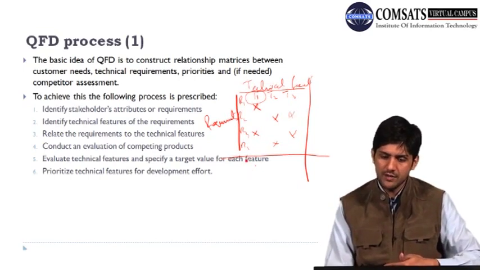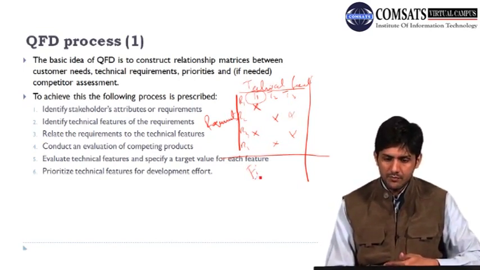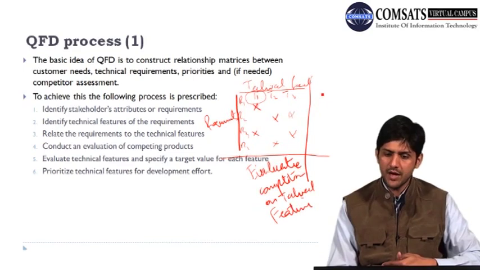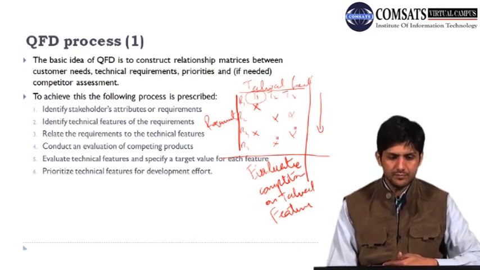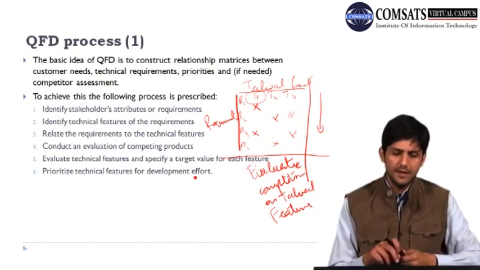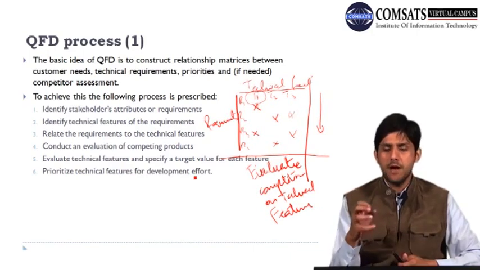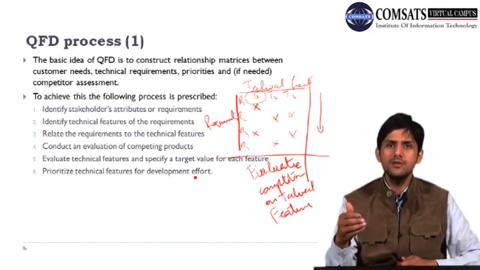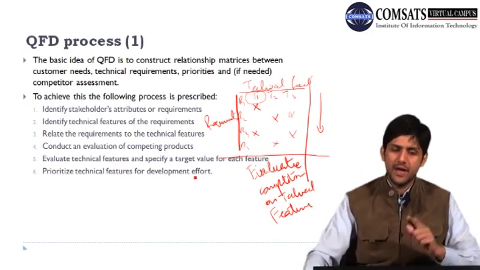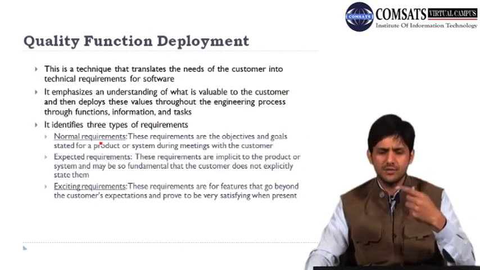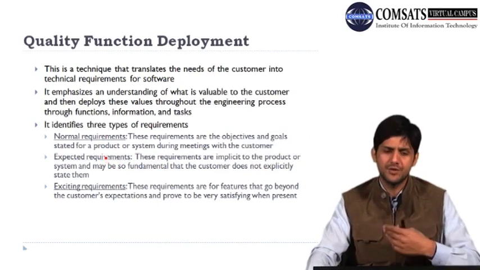So here we try to evaluate competitors on technical features, and here we try to evaluate the client on those requirements. And then we try to prioritize these technical features. The benefit of that is that we are trying to actually give importance to those. As we said in our previous slide, we try to identify the normal requirements, expected requirements, and exciting requirements. So this is another added advantage of the QFD process.